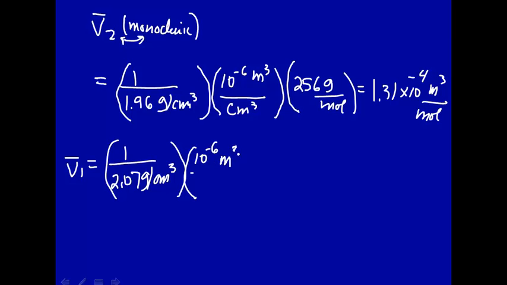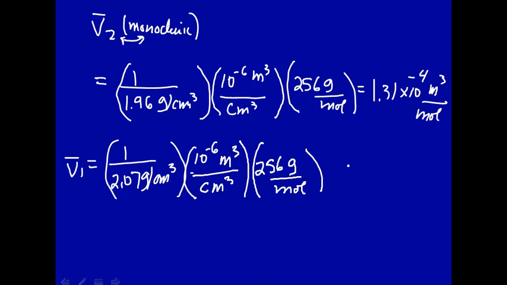So we have meter cubed per centimeter cubed. All right, convert to SI units. Get rid of that gram, convert it to mole, 256 gram per mole. So the partial molar volume of sulfur in the rhombic phase is 1.24 times 10 to the minus 4 meter cubed per mole.